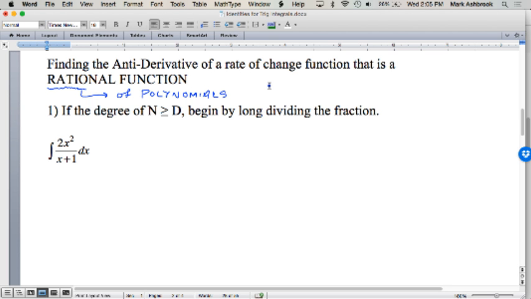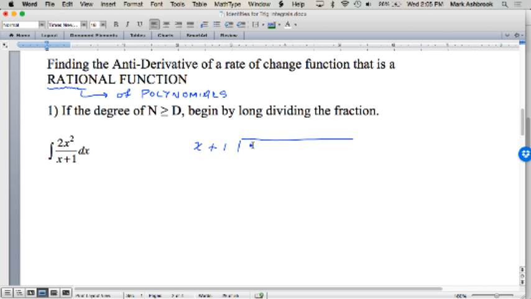Okay? But before we get to partial fractions, there's something that you want to check. If you have a rational function like this one, 2x squared over x plus 1, that's a ratio of polynomials. The first thing you want to do is check the degree. If the degree of the numerator is greater than or equal to the degree of the denominator, then you're going to begin by long division. You're not going to jump right into this partial fractions technique, which we'll talk about later, but the first thing you want to do is long division. Okay? And long division of polynomials is the same technique as long division of just values. You follow the same rules.